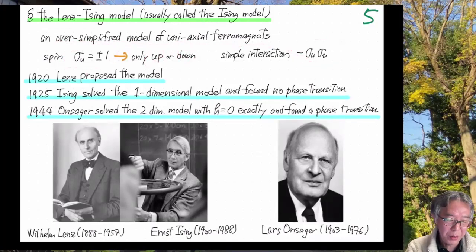So this is a very brief early history. In 1920, Professor Lenz proposed the model, and Dr. Ising was his student. Lenz gave this problem to Ising, and he solved it. This was his PhD thesis, and Ising solved it for one dimension and found no phase transition.